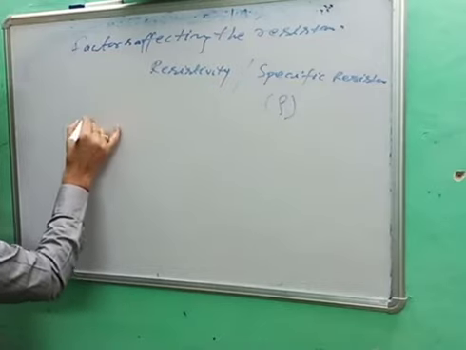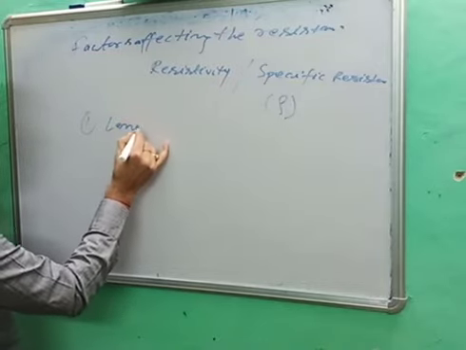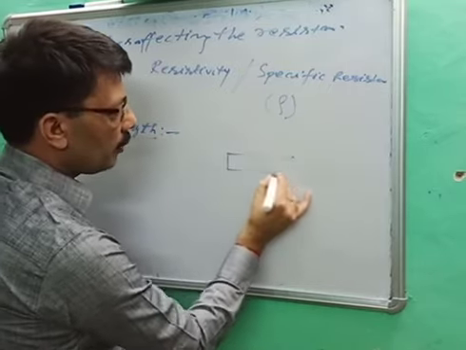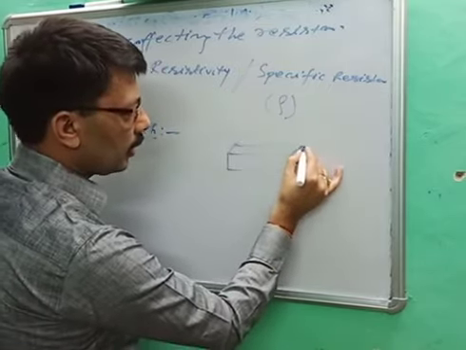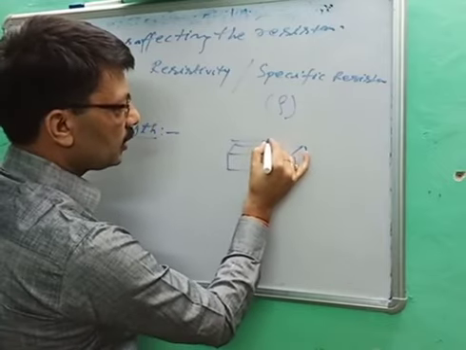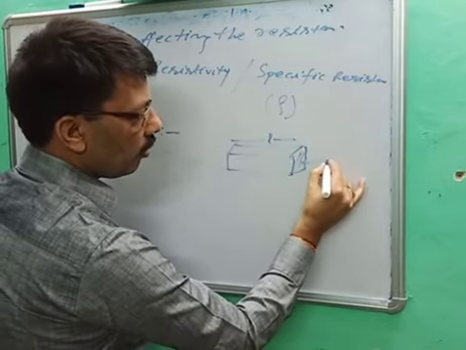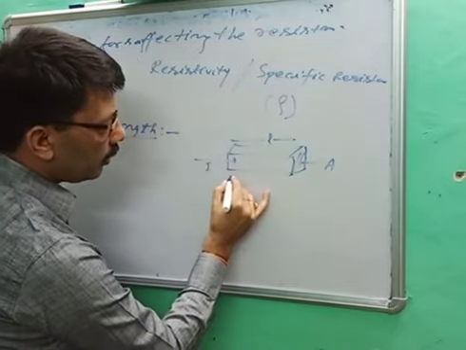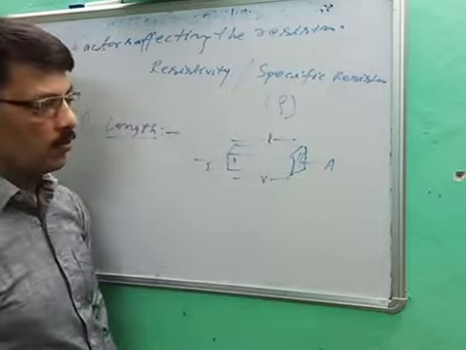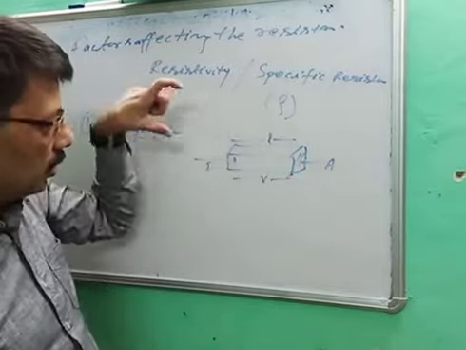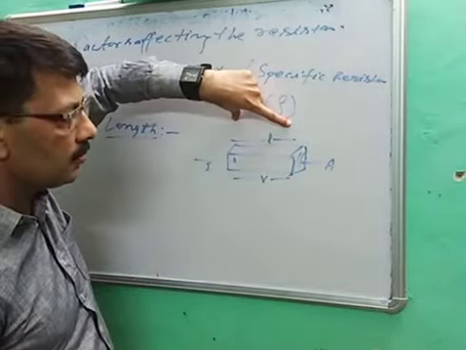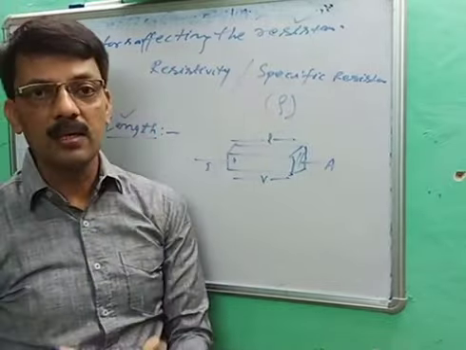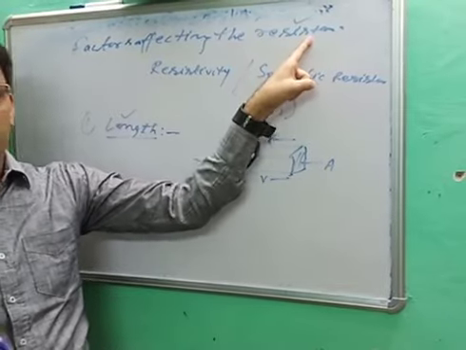The first factor is length. Let's suppose you are given a conductor like this. Its length is L, its cross-sectional area is A, its flowing current is I, and its voltage is V. We have selected the first conductor of length L. Our question is how length affects the resistance. How is resistance affected by length?